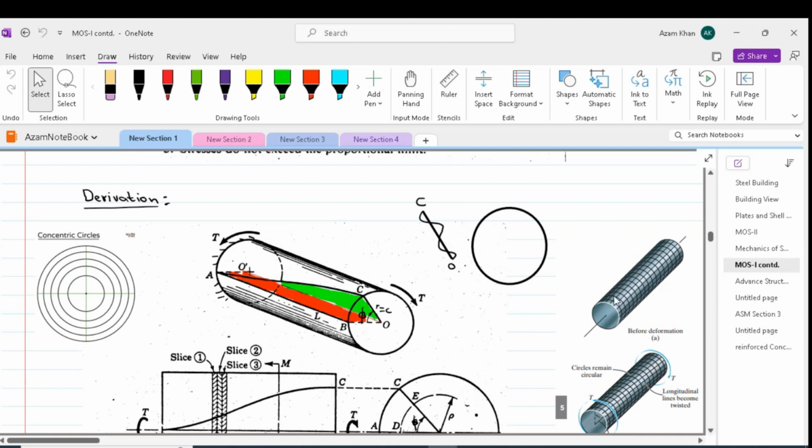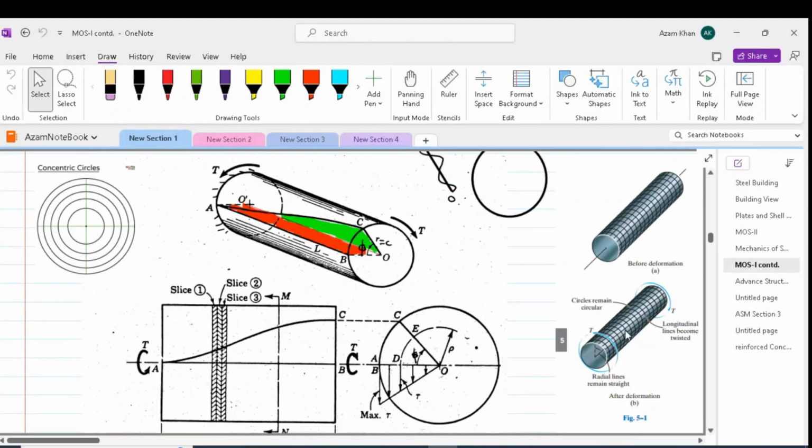Before deformation, all these elements will be meeting each other orthogonally. So these small boxes will be like a rectangle. After application of the torque, the circular rings will stay circle, but the longitudinal lines would be twisted as shown.